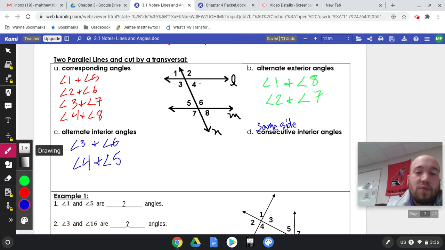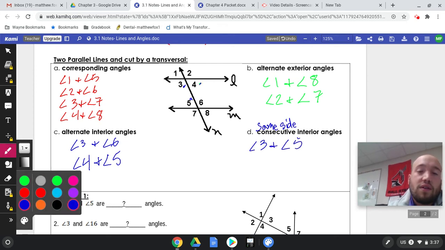kind of problem. We're trying to find consecutive interior angles, meaning they're on the same side. So right here, 3 and 5. And then likewise, over on the other side here, 4 and 6.